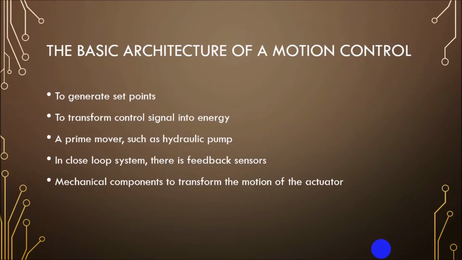control. The third is a prime mover, or actuator such as a hydraulic pump, pneumatic cylinder, linear actuator, or electric motor for output motion. The fourth is, in closed-loop system, one or more feedback sensors such as optical encoders, resolvers, or Hall effect devices to return the position or velocity of the actuators to the motion controller in order to close the position or velocity control loops.